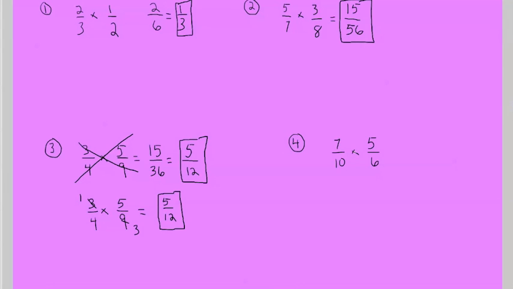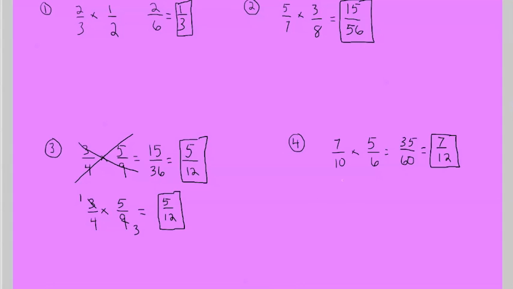We have 7/10 times 5/6. Again, we can just multiply straight across. 7 times 5 will give us 35, and 10 times 6 will give us 60. So now we have 35/60. However, if we think about our divisibility rules, it should be easy to see that 5 goes into both of those numbers. So 5 goes into 35 7 times, and 5 goes into 60 12 times. So our final answer is 7/12.